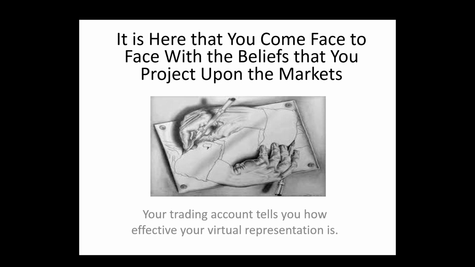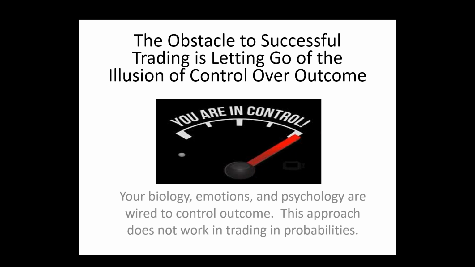You have to build a mind that rewrites the way you see the markets, the way you see right and wrong, the way you see winning and losing, the way you see outcome goals versus performance goals. Okay? So obviously, down at the very core of this thing, the obstacle to successful trading is letting go of the illusion of control, though the brain has evolved over at least 6 or 7 million years to do exactly that. Okay? Your brain is biased to control.